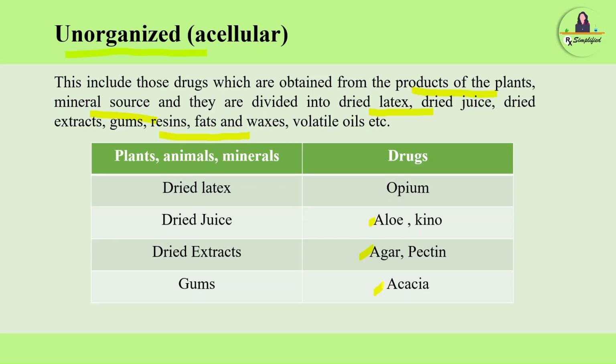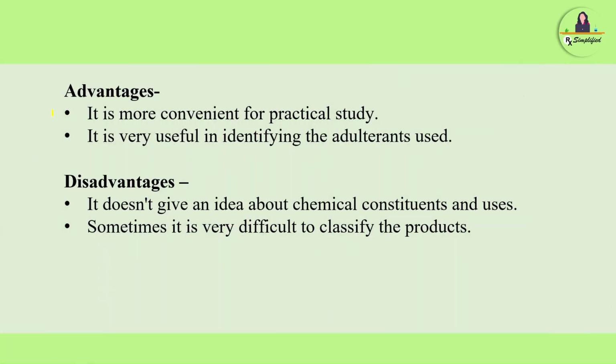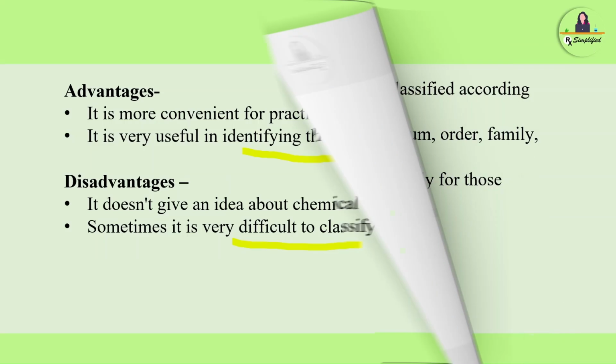This is the most important part of pharmacognosy. What is the difference between unorganized drug and organized drug? What are the advantages and disadvantages? Advantages: it is more convenient for practical study. It is very useful in identifying the adulterants used. Adulterants means unintentionally added substances in the formulation. These are called adulterants. What are the disadvantages? It doesn't give an idea about chemical constituents and uses. Sometimes it is very difficult to classify the products.